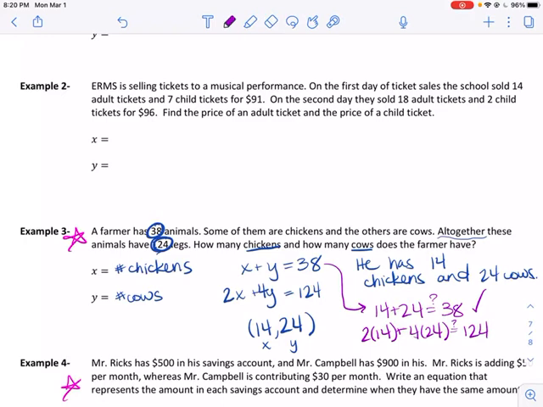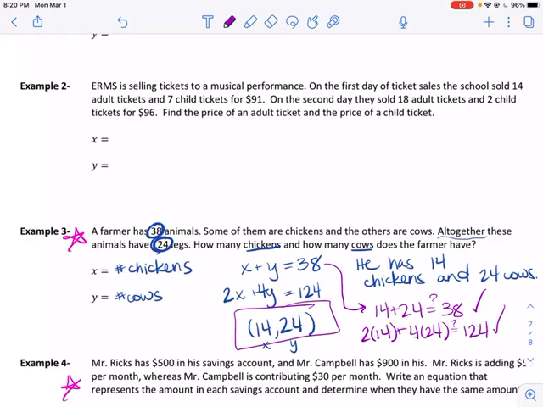2 times 14, so 28. 4 times 24 plus 28. Okay, yeah, I got 124. So both of these equations are true, so I got the correct answer.